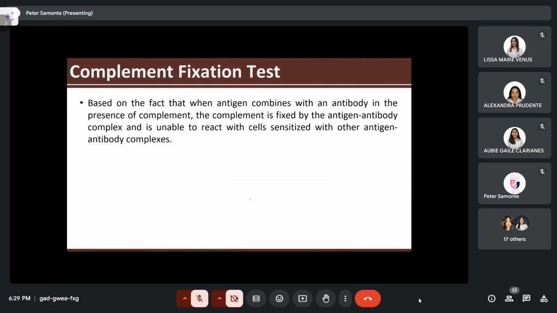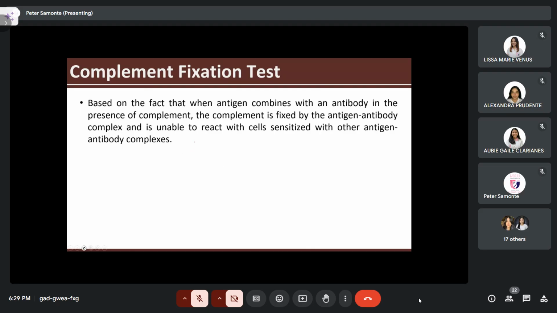So for complement fixation, class, this is based on the fact that when antigen combines with an antibody in the presence of complement, the complement is fixed by the antigen-antibody complex and is unable to react with cells sensitized with other antigen-antibody complex. Now, in your lecture class, natutunan niyo na di ba yung complement?